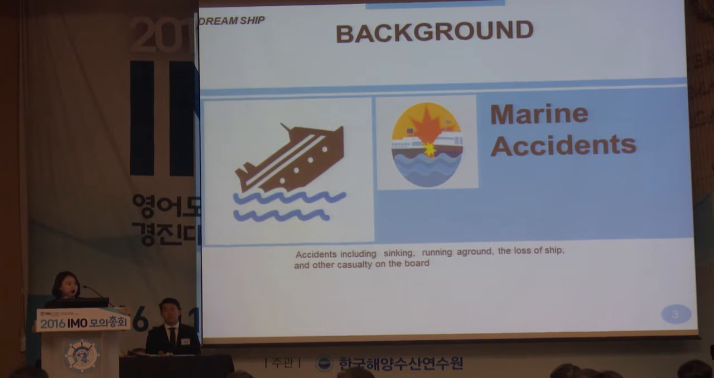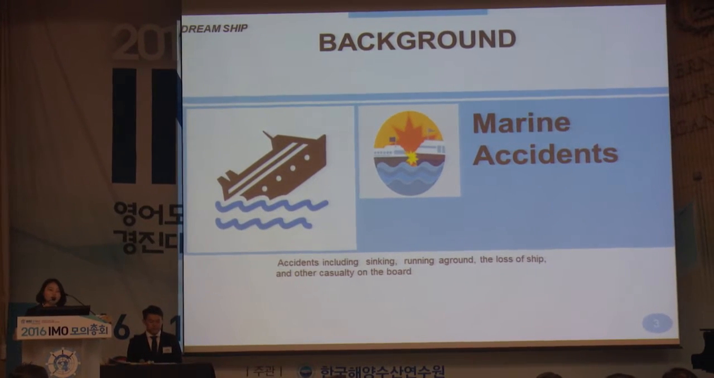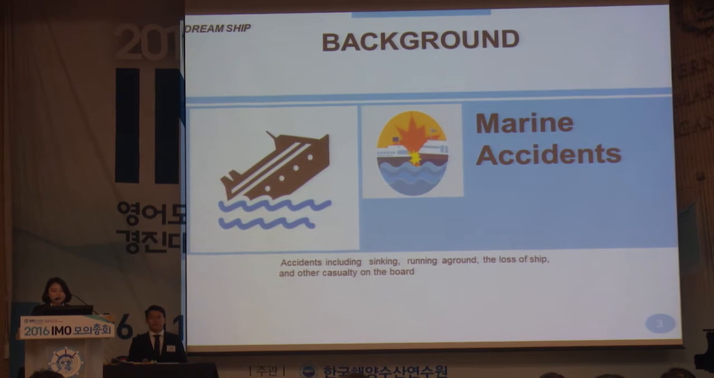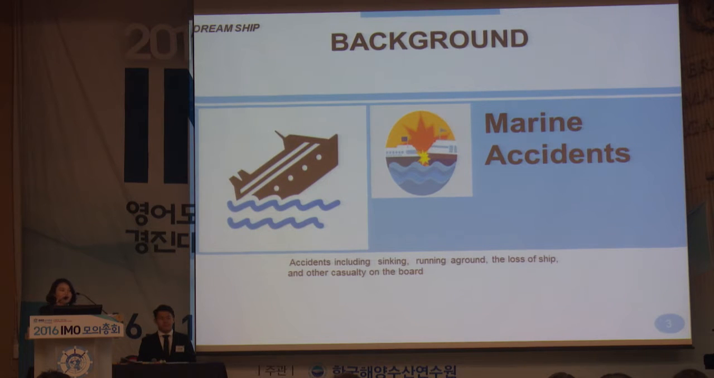First, I think we have to know what marine accidents are. Marine accidents mean all accidents that happen on board, including sinking, running aground, the loss of a ship, and other casualties. Marine accidents influence many fields hugely. So, shipping industries have a fairly good safety record. However, marine accidents have a high potential for catastrophes.